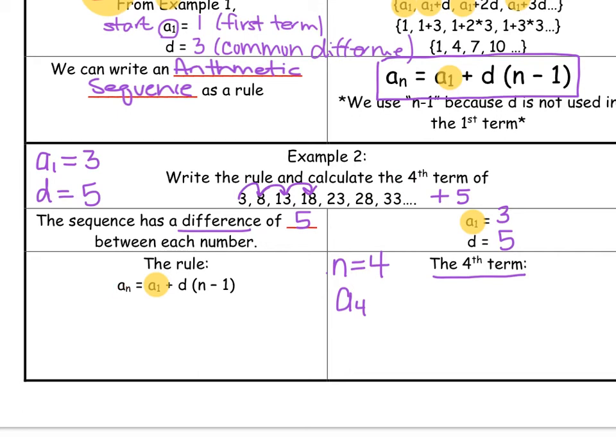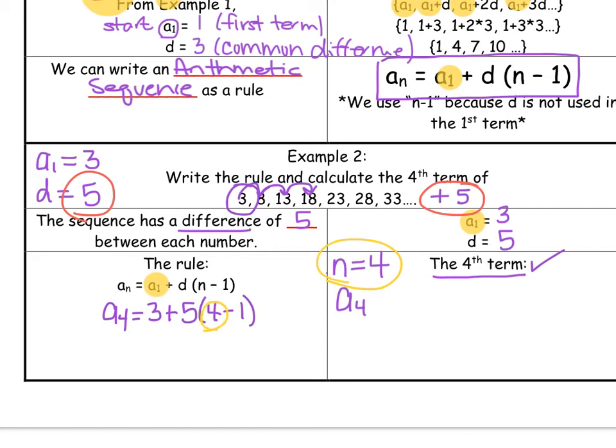Going back over here, I'm looking for the 4th term, because that's what this asked me to do. My starting number is 3, because that's this number right here. To get from one term to the next, I'm adding 5. That's this number right here. And then what I'm looking for is the fourth term, so I take 4 minus 1. My n is 4. That's where the 4 came from. I can just plug it in and find the fourth term.